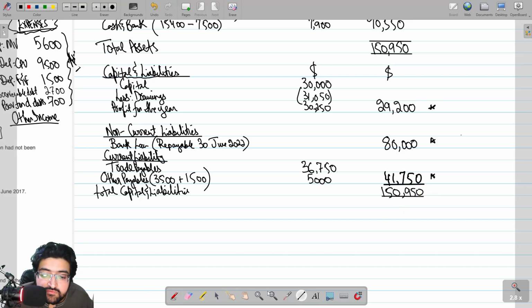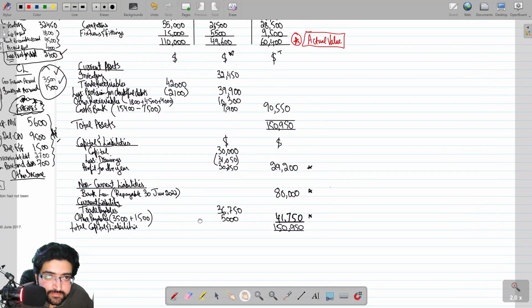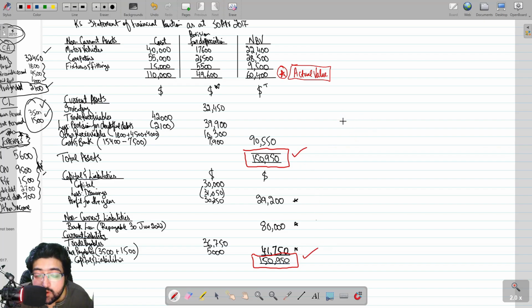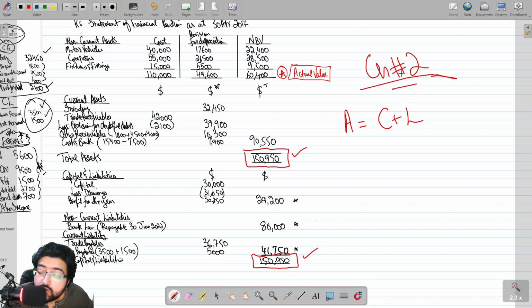Okay. And we are done with the statement of financial position. See, if you have done everything correctly, the total of your assets, which is this, will be equal to the total of capital and liabilities, which is this. Okay? These both will be equal because the accounting equation states that assets should be equal to capital plus liabilities, chapter number 2. Okay? If you don't know that, please go through that chapter first, cover your basics first.